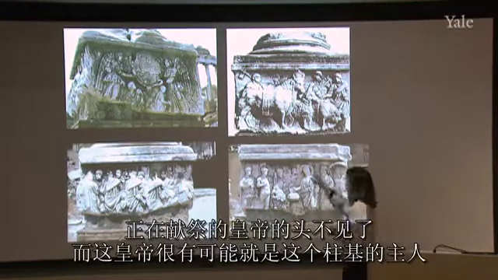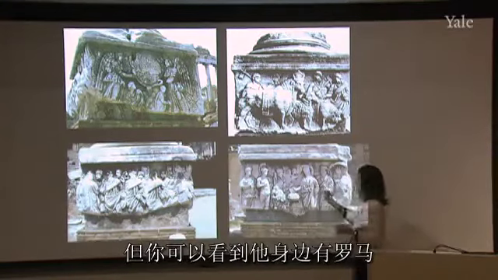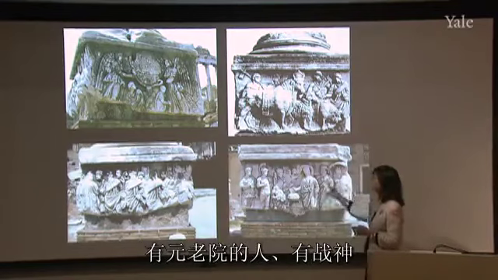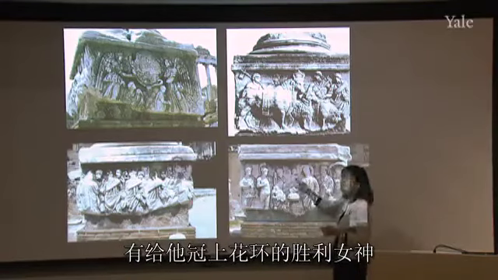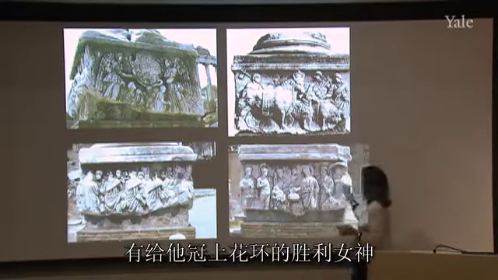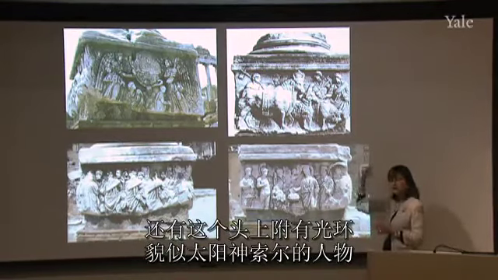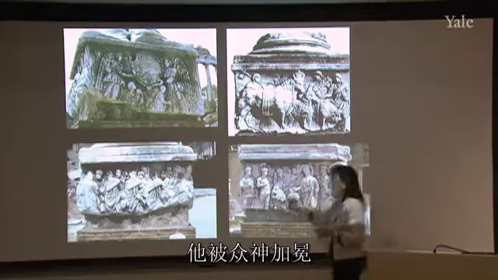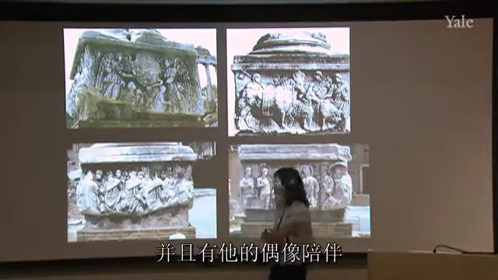But the emperor represented here, who was sacrificing, whose base this probably was, his face is gone. But you can see he's accompanied by Roma, by the Senate, the personification of the Senate, by Mars, by Victory, who crowns him with a wreath, as you can see here. And this looks like a figure of Sol Helios with the rayed crown. So a whole panoply of divinities by whom he is being honored and with whom he wants to associate himself.